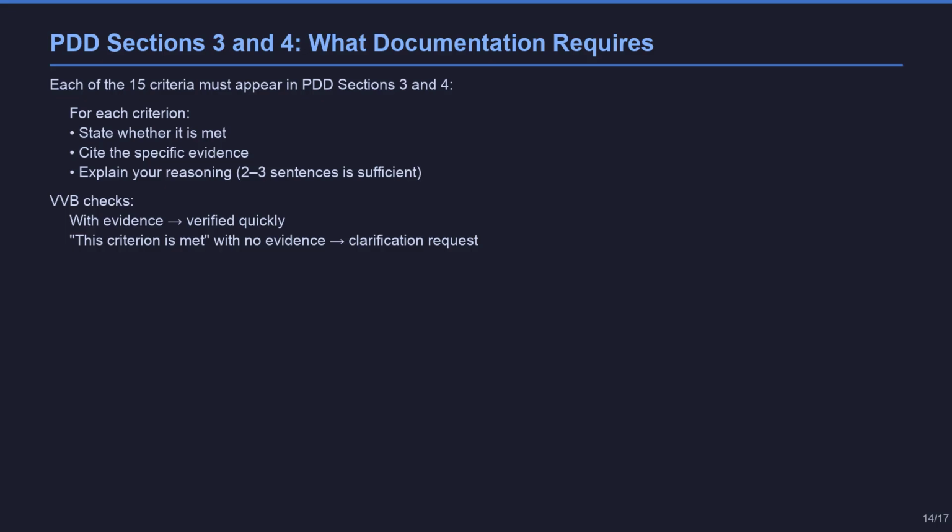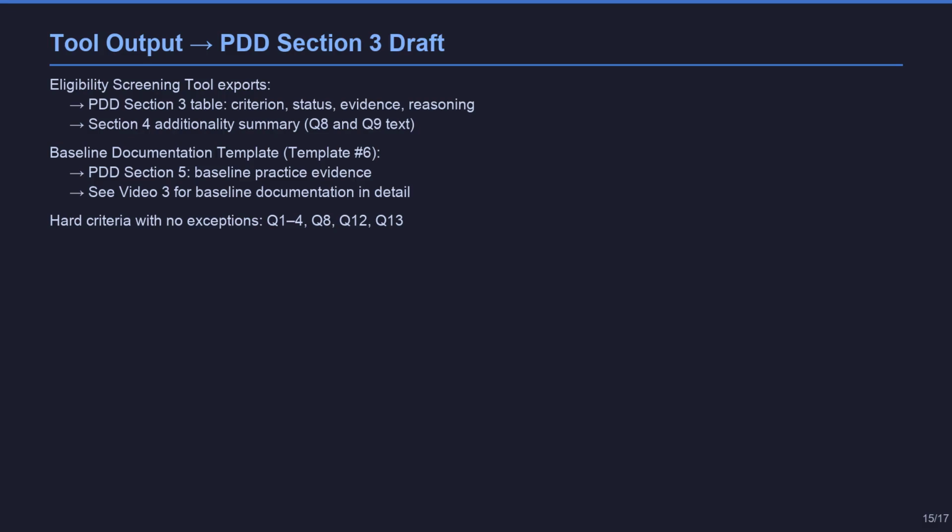The eligibility screening tool output gives you the Section 3 framework. Fill in the evidence column before exporting. The eligibility screening tool exports a draft PDD Section 3 table with 1 row per criterion: status, evidence, and reasoning. It also generates the additionality summary text for Section 4, drawing from your answers to questions 8 and 9. Review that text before using it. It's a draft, not a finished legal document.